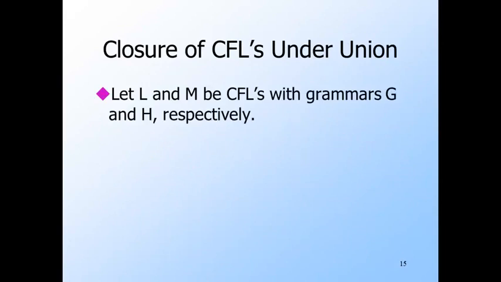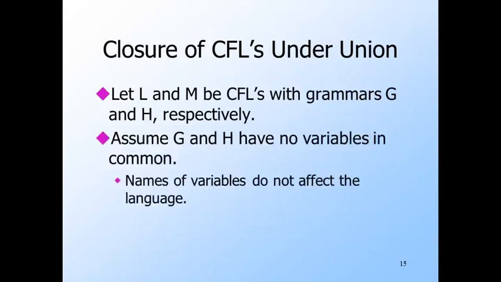Let L and M be the context-free languages, and let them have grammars G and H, respectively. We need to rename variables of one of these grammars, so no variable is used in both G and H. The names of the variables don't matter, so we can always do this. The reason it is so important is that we're going to throw the productions from G and H into one pile, and if they had variables in common, we could accidentally use a production from G on a variable from H, or vice versa.